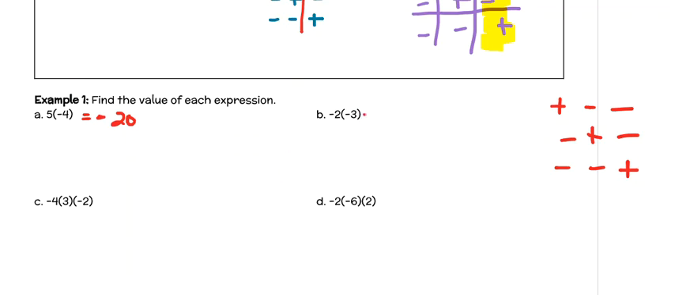Next one, just do the numbers. 2 times 3 is 6. Now let's look at the signs. You have a negative times a negative, which is a positive. So you keep it positive.